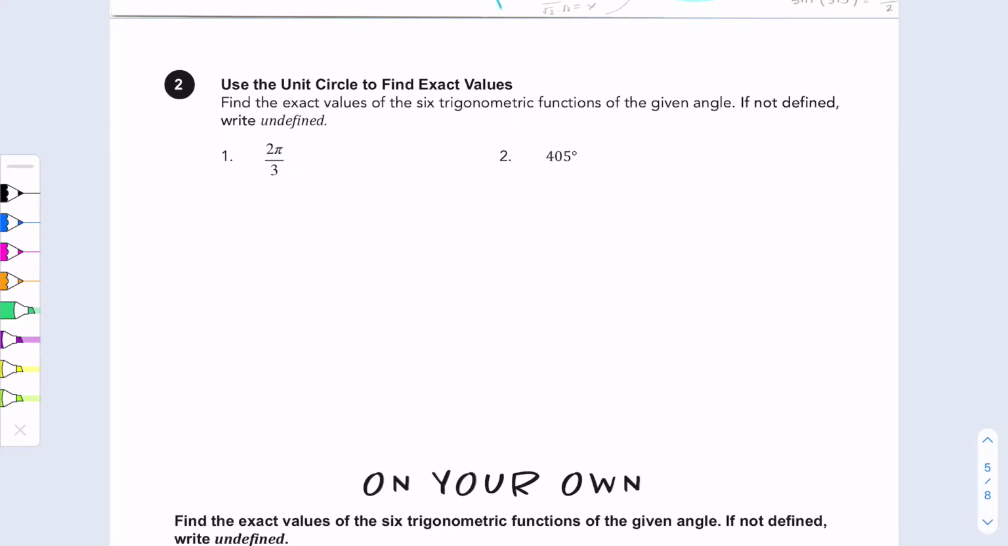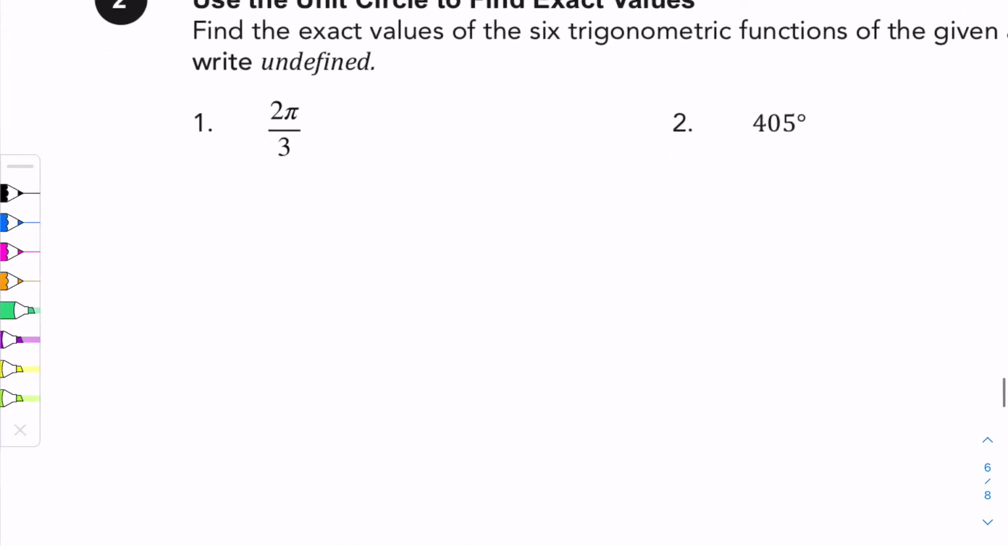The directions here say to find the exact value of the 6 trig functions given the angle. If not defined, write undefined. So remember that you can have angles that are on the coordinate plane, but you can also have angles that are larger than 360, and in that case you just have to match them with the correct angle on the coordinate plane. Number 1 is 2 pi over 3.